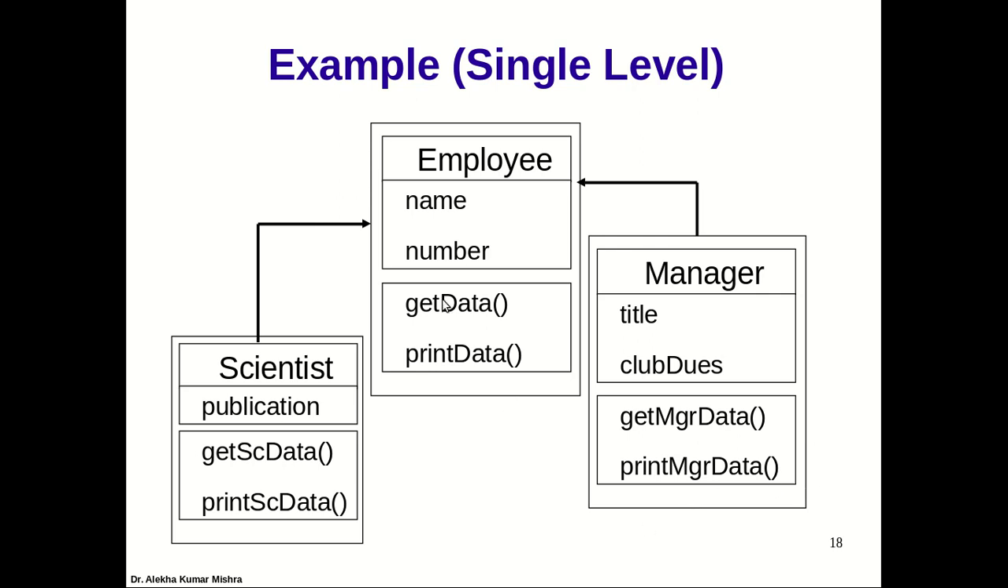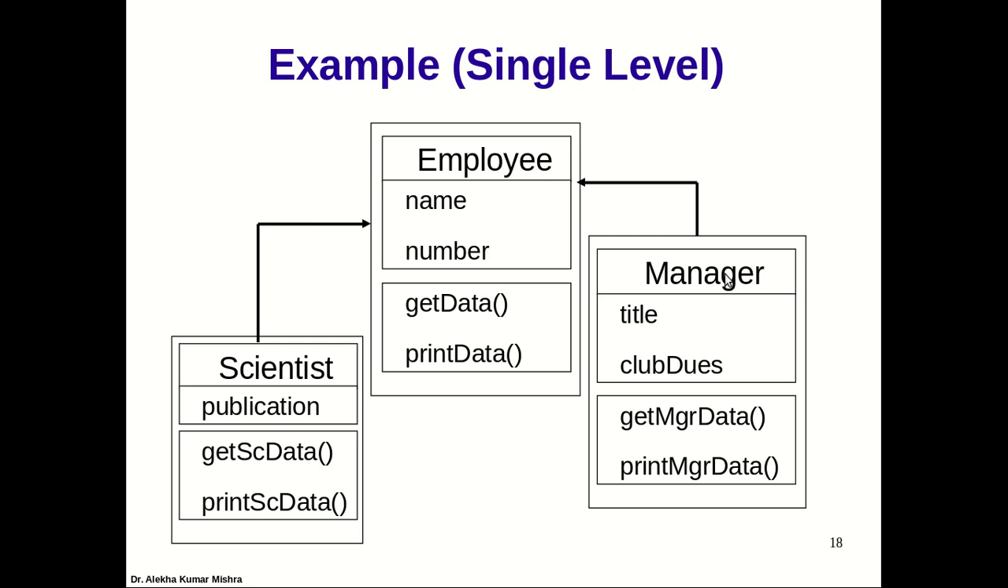So all these things, that means the name, number, get data, print data, are all inherited in the manager as well as scientist. Now it depends upon what type of inheritance is used. Based on that, the visibility will be defined: the visibility of the name, number, get data, print data. So what is the access specifier of these data members, as well as what is the type of inheritance used by scientist as well as manager.